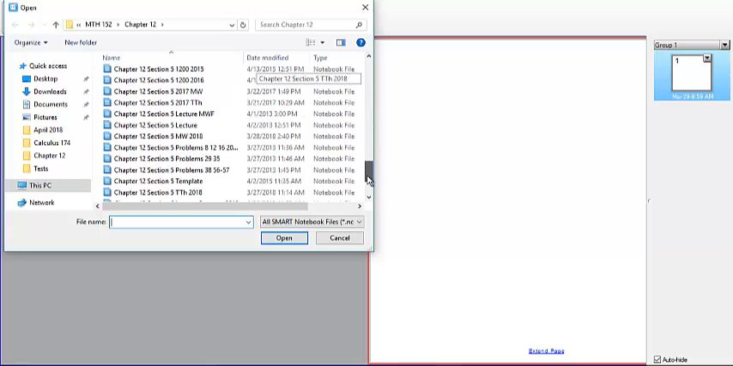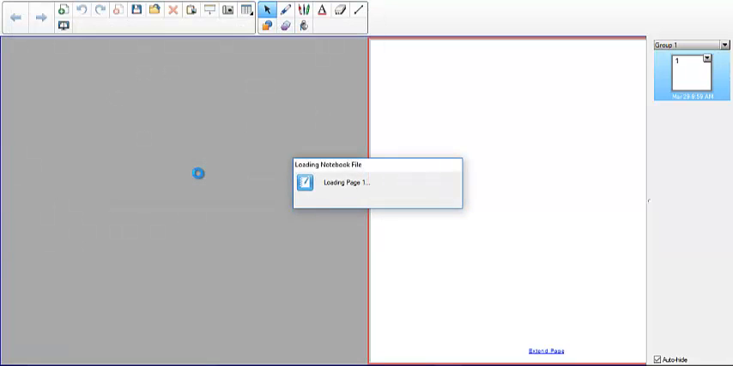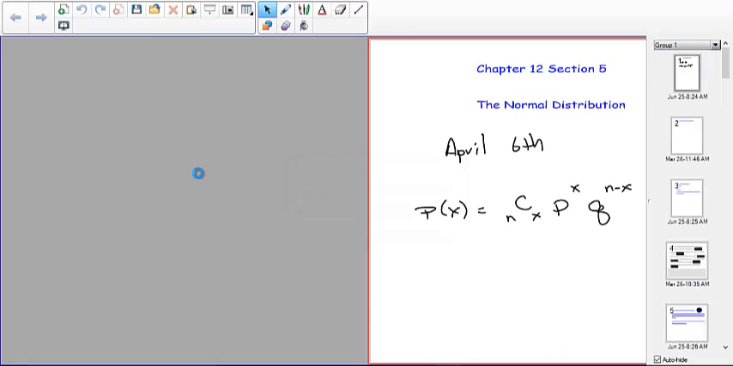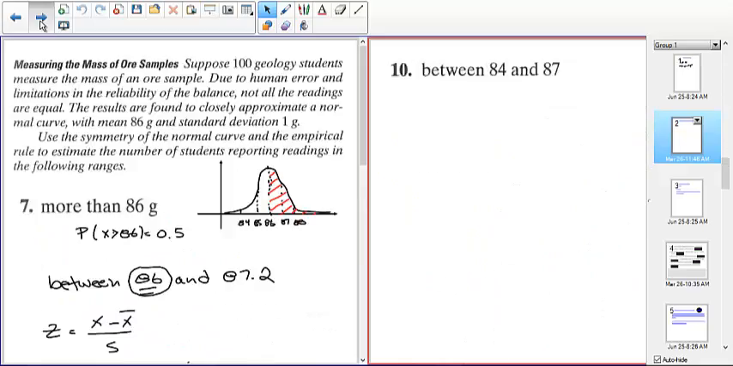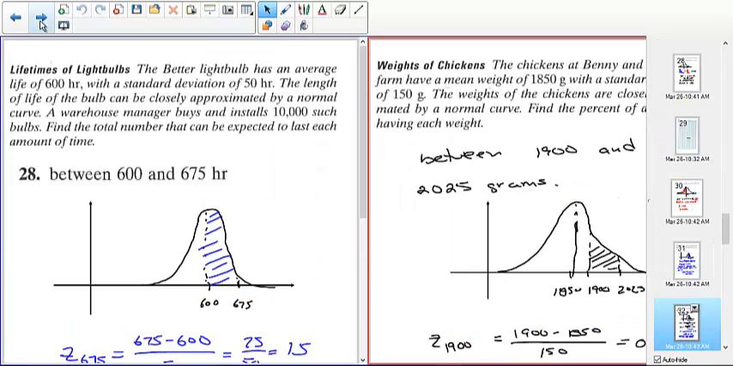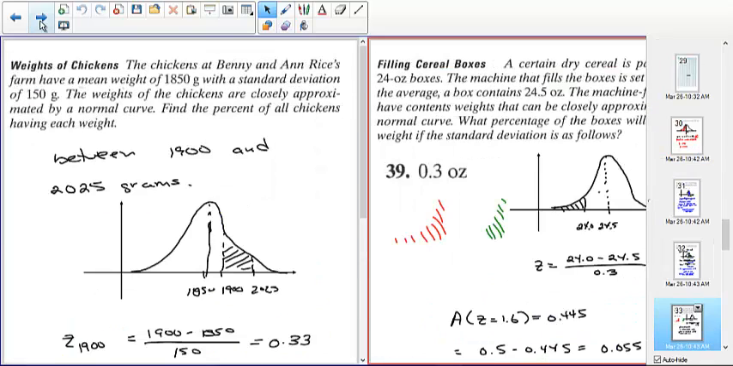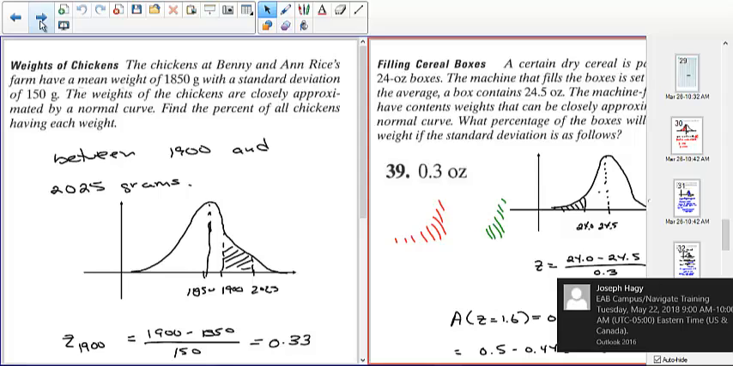Okay, so let's go to section 5. We pretty much finished everything in section 5. So the whole idea here was for a population we had a mean and a standard deviation. And then using that population information, we could then calculate the probability of randomly picking a sample and knowing what the probability of that sample having a value.